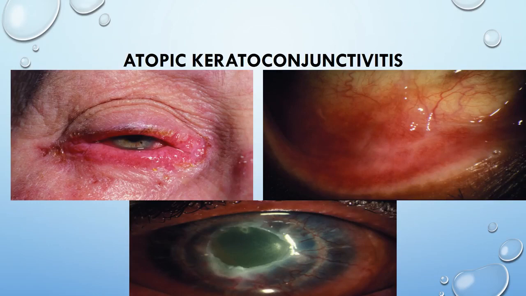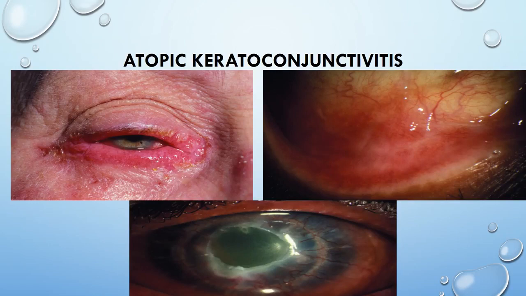Atopic keratoconjunctivitis is a rare bilateral disease that typically develops in adulthood, peak incidence between 30 and 50 years, following a long history of eczema. Asthma is also extremely common in these patients. Atopic keratoconjunctivitis tends to be chronic and unremitting.